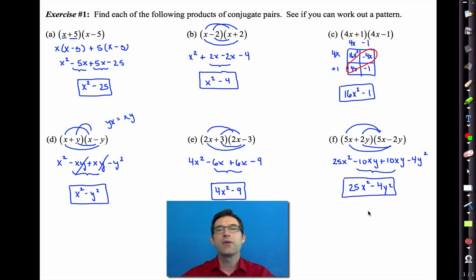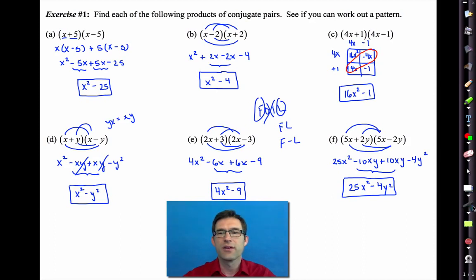All right. Now notice in every one of these cases, essentially what we're getting is we're not getting FOIL, we're getting FL, right? FOIL is first, outer, inner, last, right? But the outer and the inner keep canceling, and we're just getting FL, right? We're just getting first and last. And in a certain sense, we're always getting first minus last, if you want to think about it that way. So let's formalize this pattern really quickly, all right? Pause the video now, write down anything you need to, and then let's take a look at the general pattern for multiplying conjugates, okay?